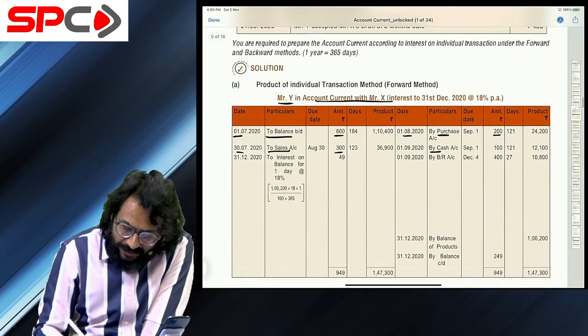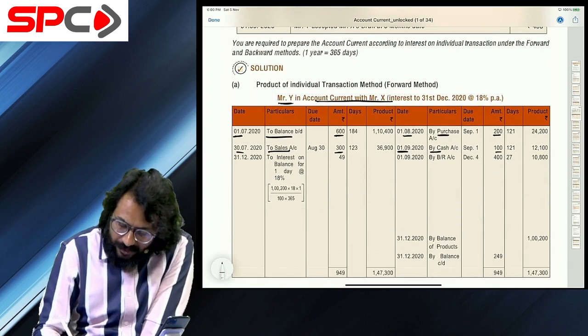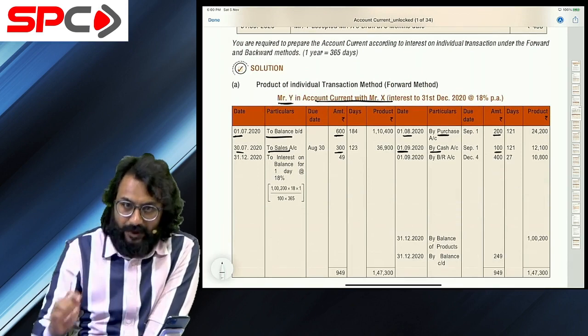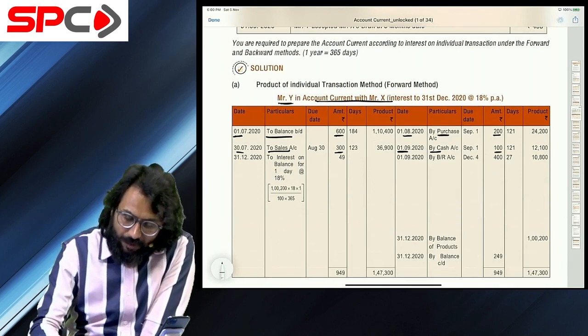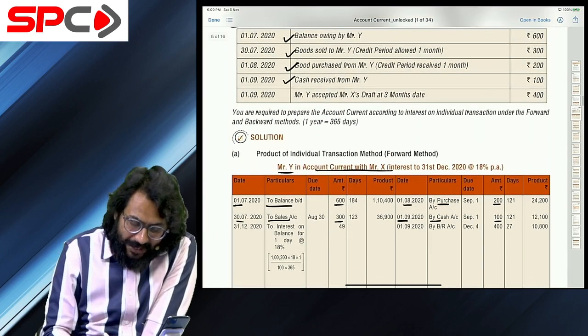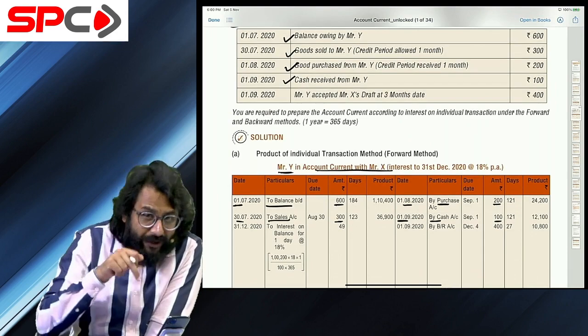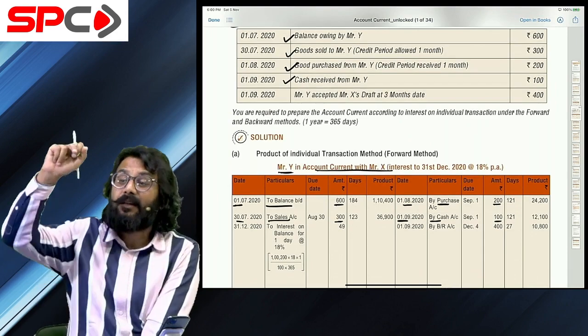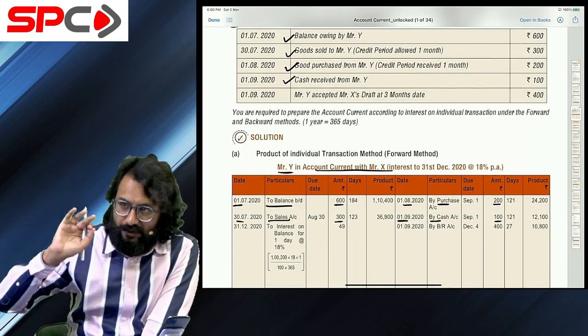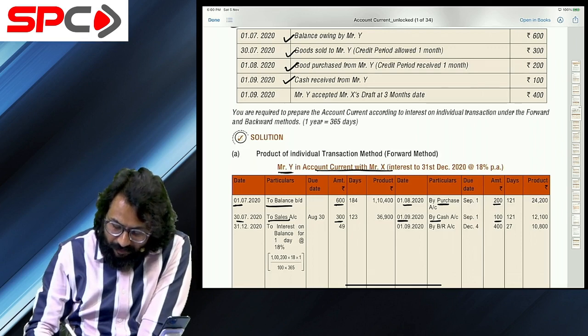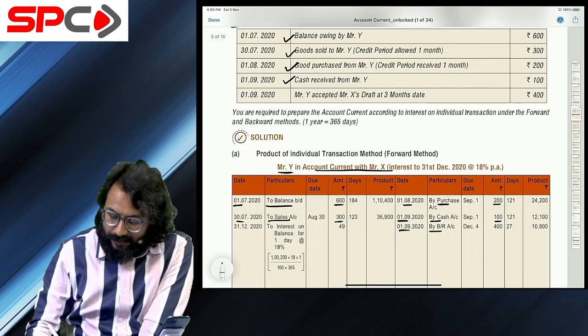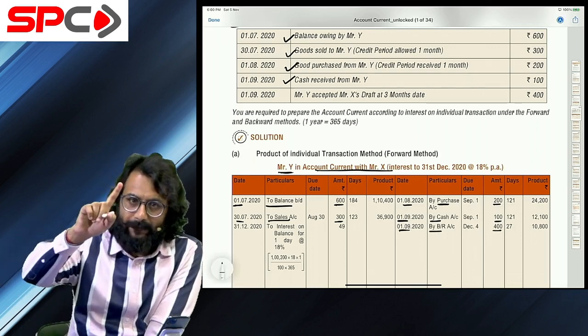So by cash, can I not write down 19 and the amount is how much? 100. Happy? And Y accepted Mr. X's draft. Y accepted means we are in the books of X. X is a drawer. The entry is BR to Y. So Y will be credited. Can I not write down 19 by BR? Amount is 400. Do you all copy that?